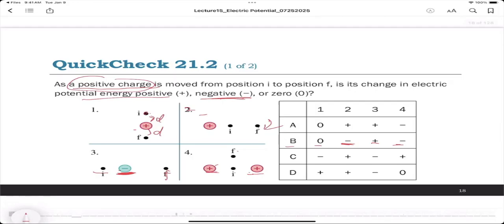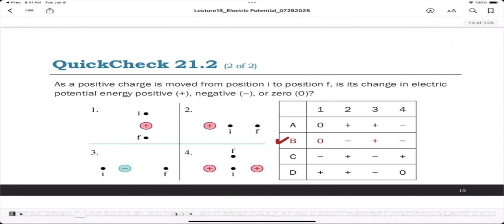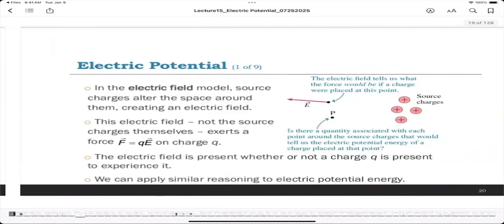Does that make sense to you? If you have any questions, just let me know. Okay, and then let's continue.